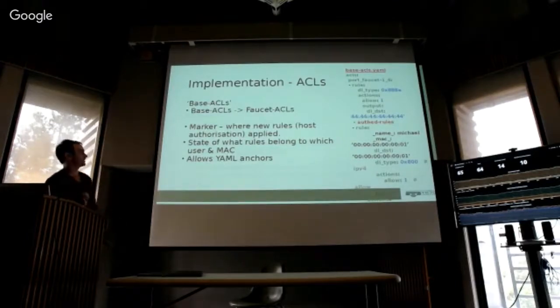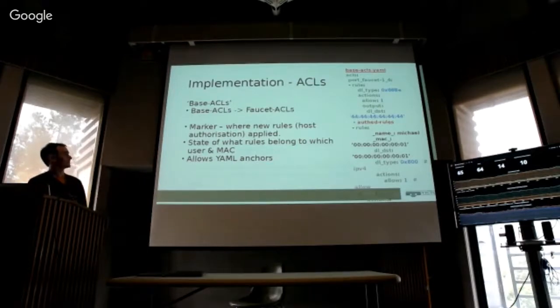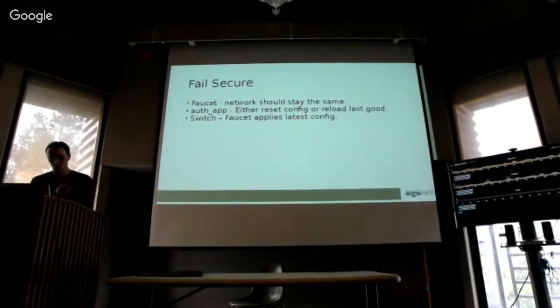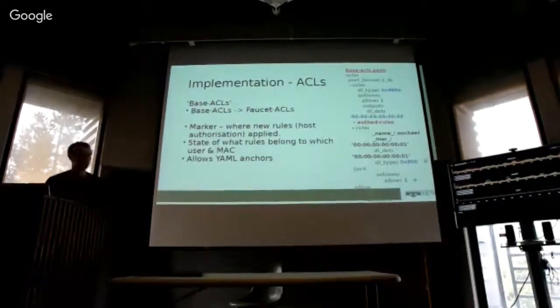Yeah, so this is our base ACL file. It's pretty much the same as a faucet one, except I've added a couple of extensions. First is auth rules, which I don't with a pointer. This auth rules here is just a marker of where we can insert rules when someone's authenticated.